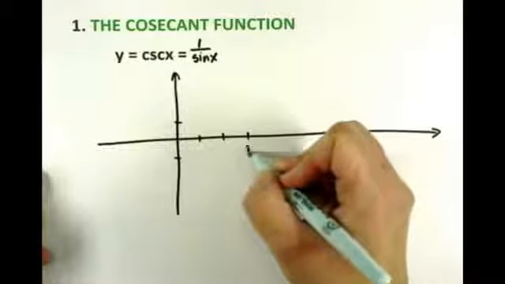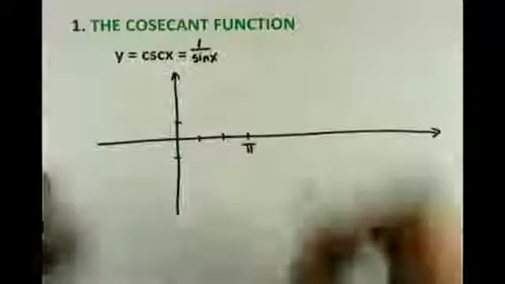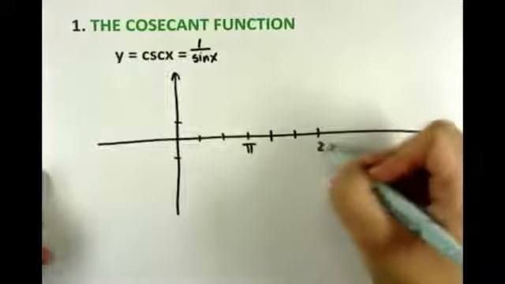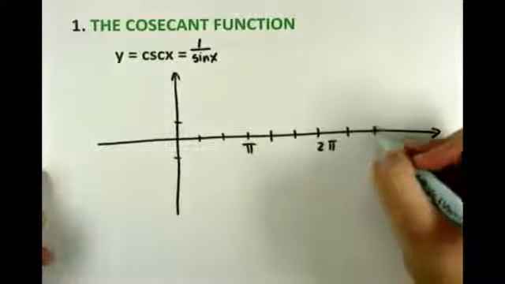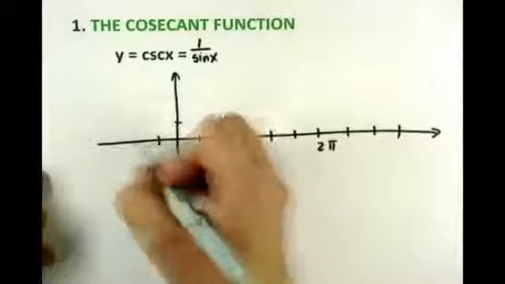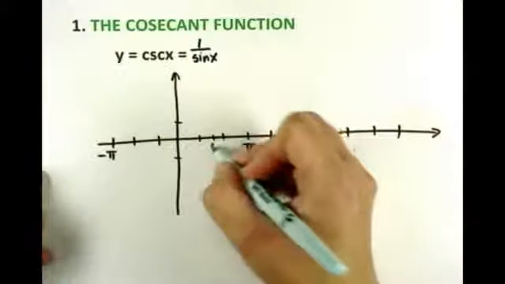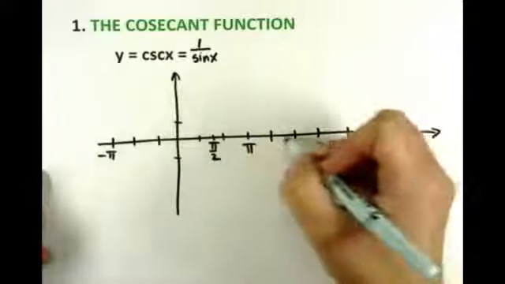Roughly 3 units is pi. Pi is 3.14. 2 pi, and so on, minus pi. And in the middle we have pi over 2, 3/2 pi.